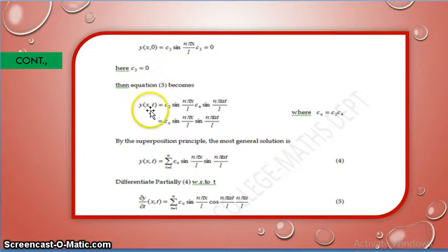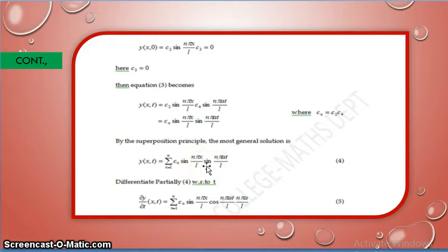So we get y of x comma t equal to c2 c4 sin n pi x by L sin n pi at by L. Here we can take the constants c2 and c4 together as cn. Therefore cn sin n pi x divided by L into sin n pi at by L. So write the general solution for this case. Therefore y of x comma t equal to summation n equal to 1 to infinity cn sin n pi x by L into sin n pi at by L. We take this as equation number 4.